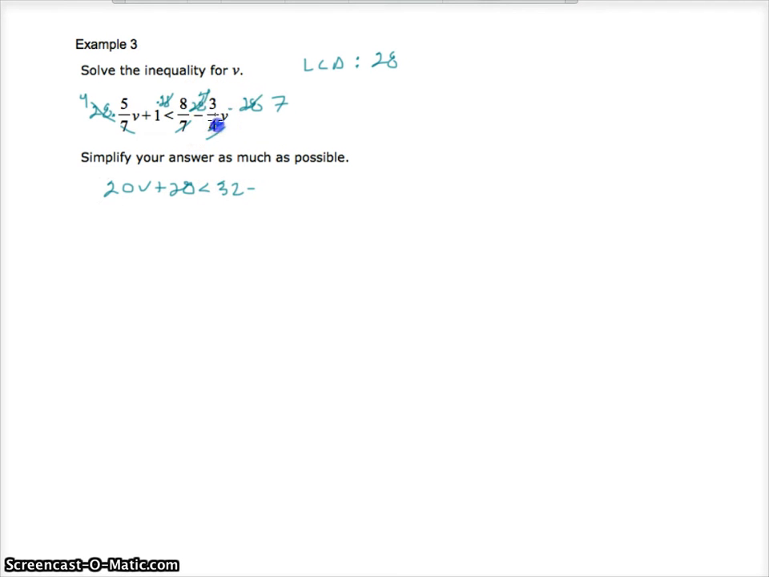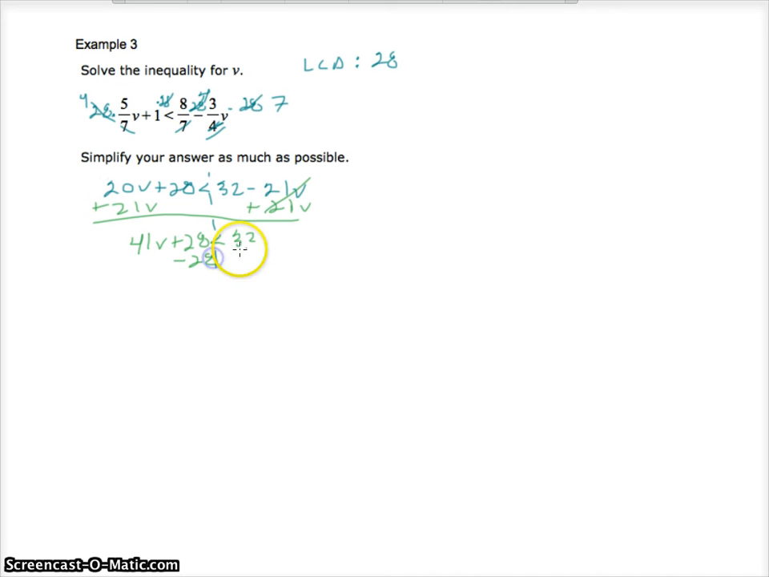minus 21v. Now I can start canceling things. I'd like to cancel my variables first, so I'm going to add 21v to both sides. This will leave me with 32, 41v plus 28 is less than 32.